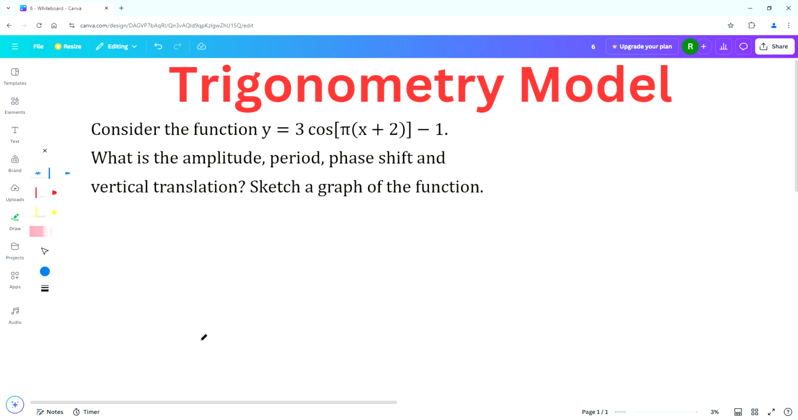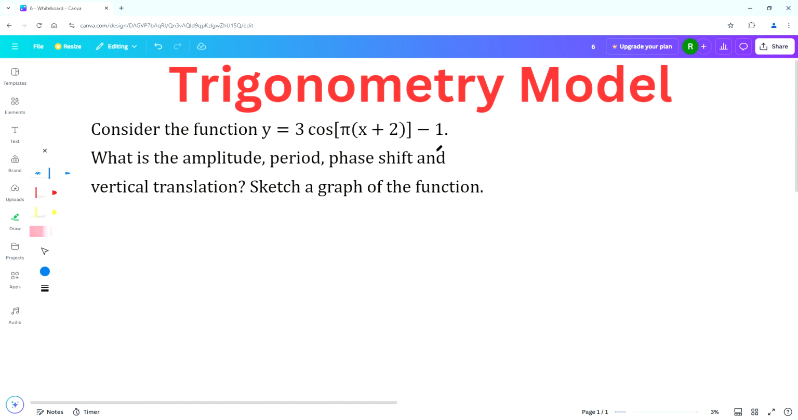In this video, we'll solve this problem using a cosine trigonometry model. As per the problem, consider the function y equals 3 cos pi times (x + 2) minus 1. What is the amplitude, period, phase shift, and vertical translation? Sketch a graph of the function. The given function is a transformed cosine function.